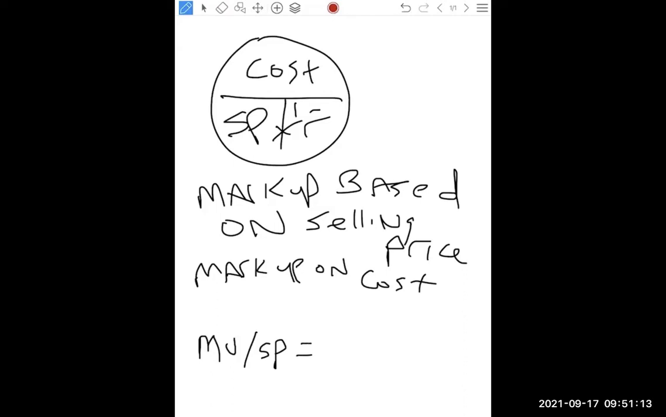We're trying to find markup based on cost. So let me erase that. We're trying to find markup based on cost.